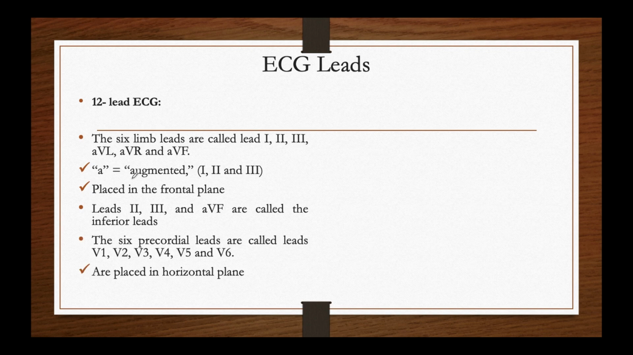Now, the chest leads or the 6 precordial leads are also called V1, V2, V3, V4, V5, and V6. These chest leads detect electrical impulses from the horizontal plane across the heart, and so they give us a different view of the heart and allow us to detect certain abnormalities such as arrhythmias, which are unable to be detected from the frontal angles.